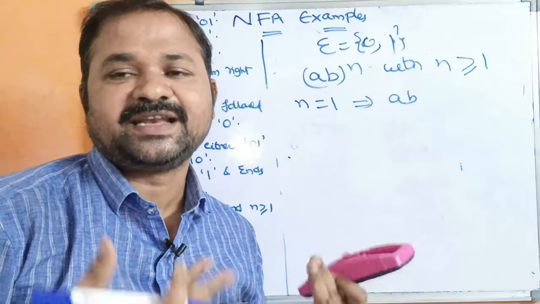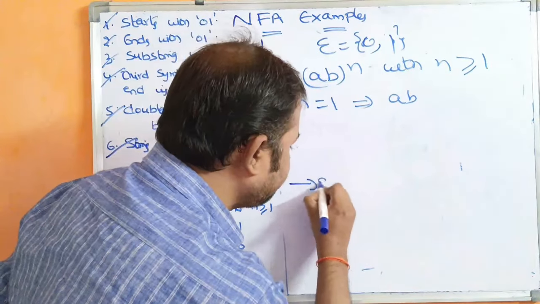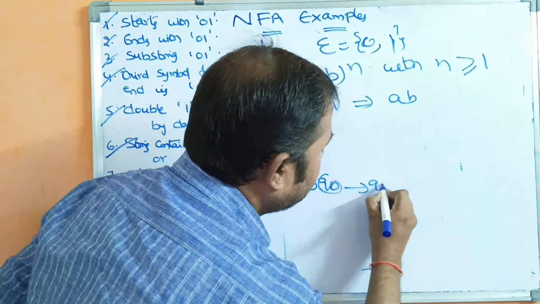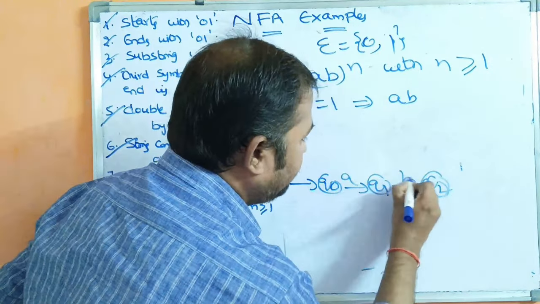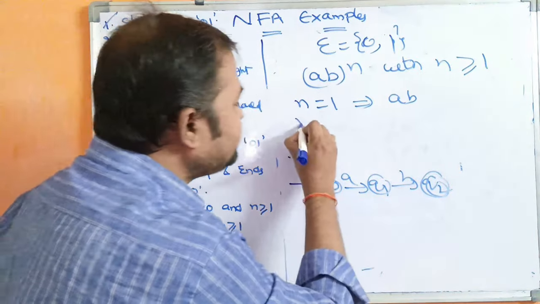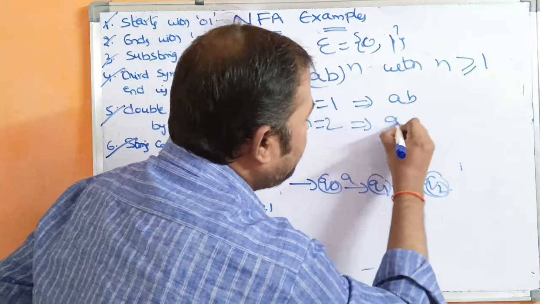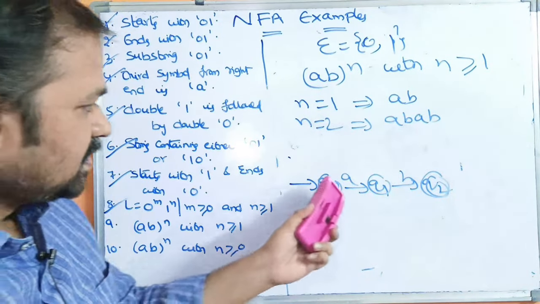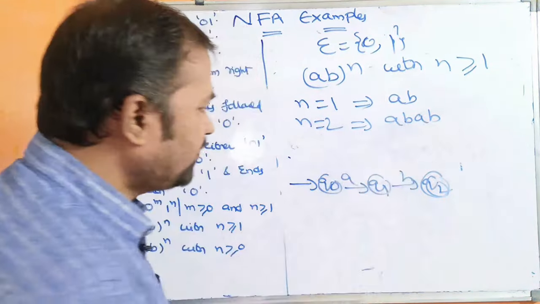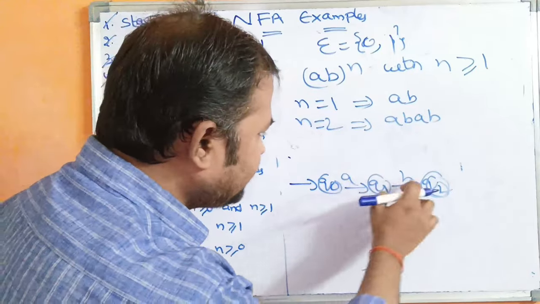So AB means length is 2, so we require 3 states: Q0, Q1, Q2. Q2 is the final state, AB. Okay. Next, if N is equal to 2, then AB, AB. So here A is applied, next B is applied.